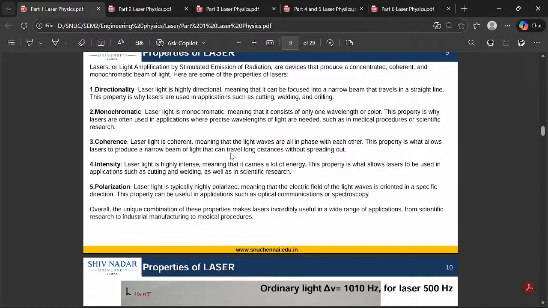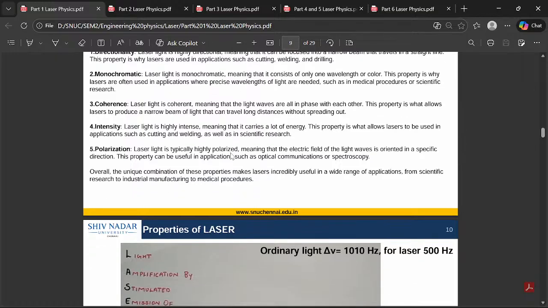Because it can carry a lot of energy as it is narrow and it can be pointed to a single point. So they are very intense. So it is directional and intensive. It is very intensive. It can be used for processes like cutting and stuff.